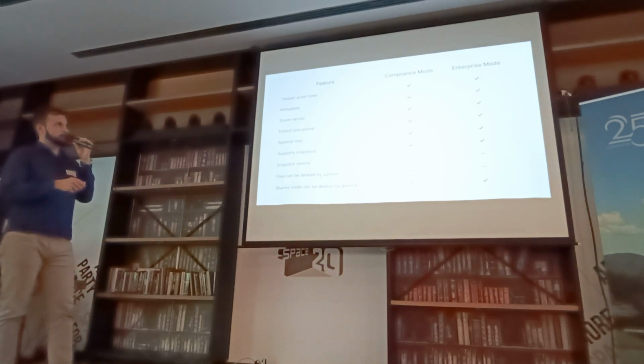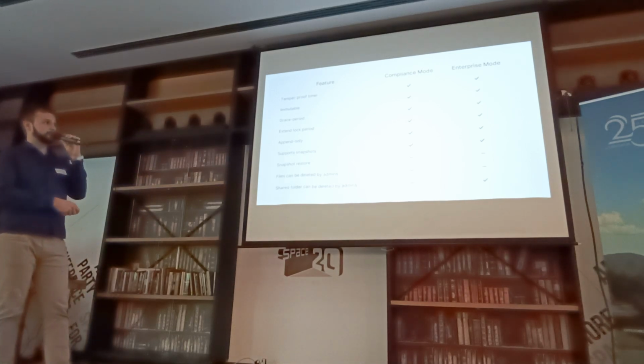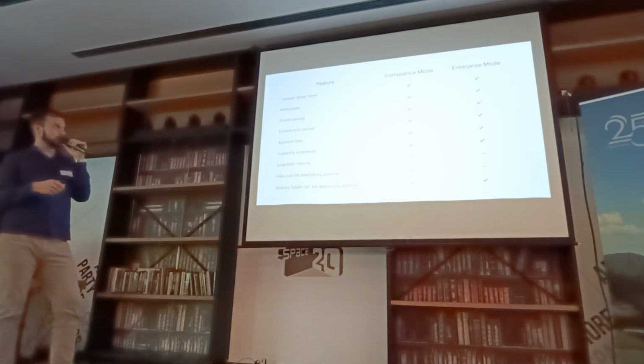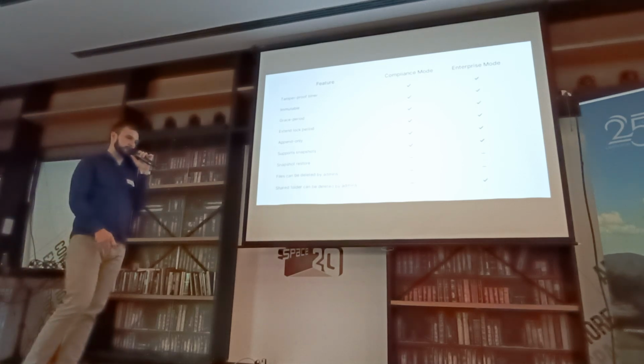We have two modes. One is called compliance, one is called enterprise. So basically they are very similar. The only difference is this: if you have compliance mode, for example, you are talking about some invoices that need to be kept, let's say, for up to 10 years, then you can put them in this compliance mode folder where literally nobody can delete them, not even an admin account.